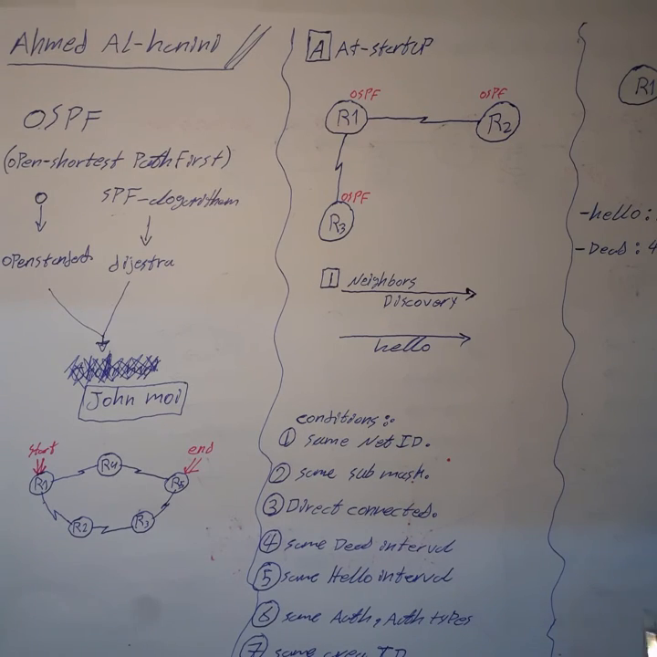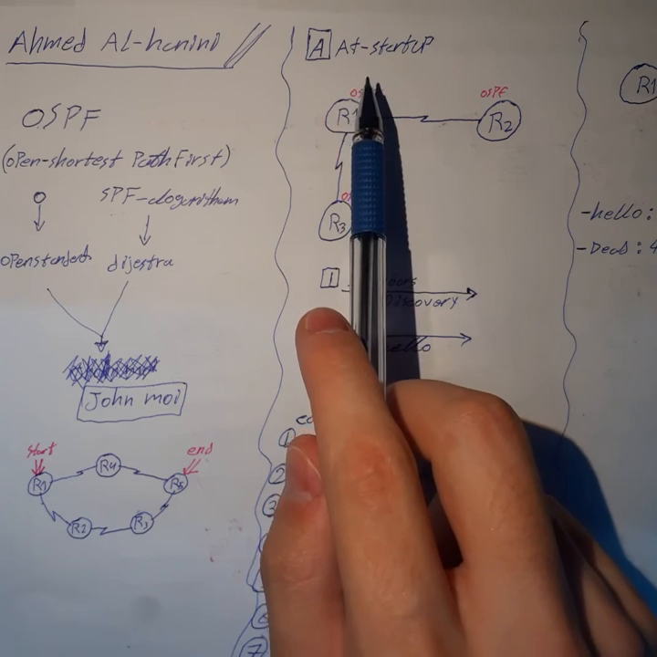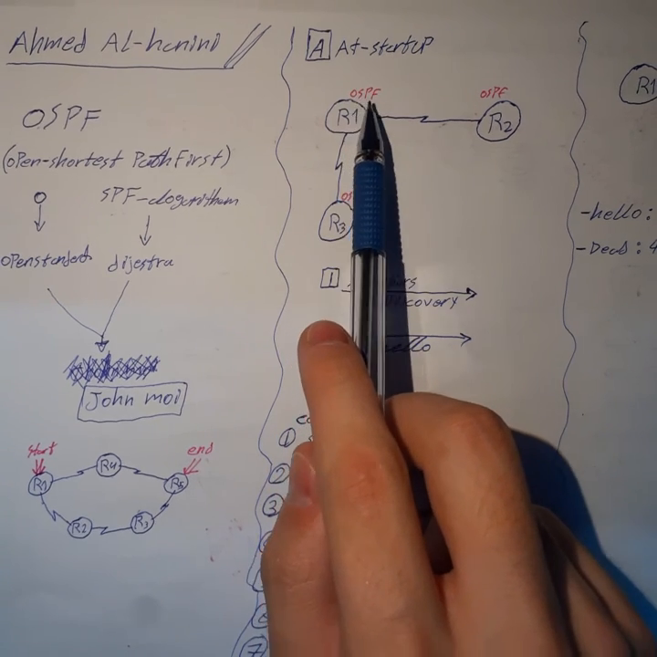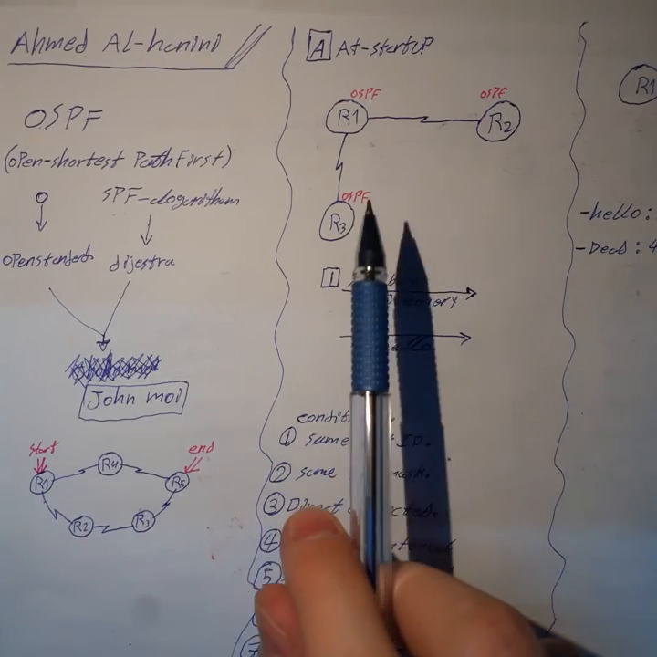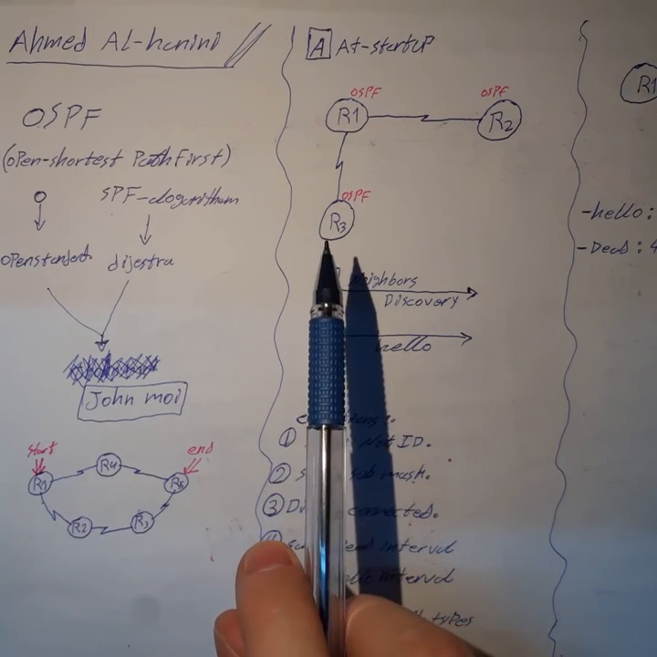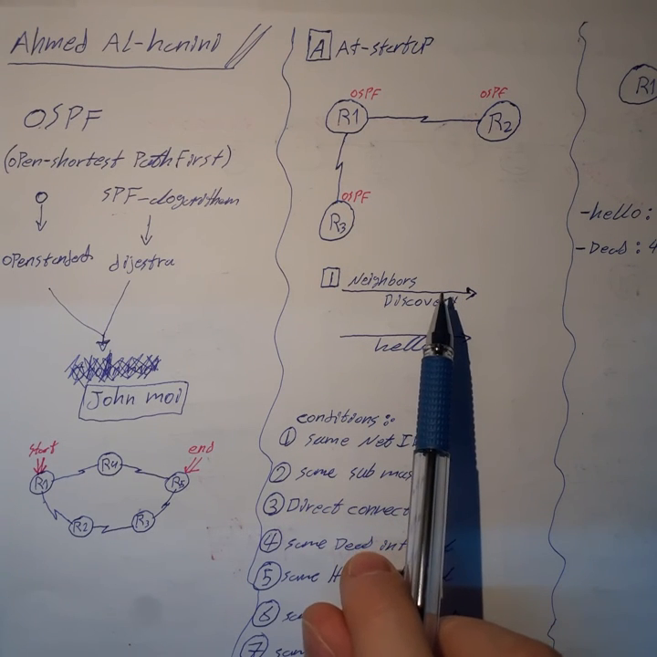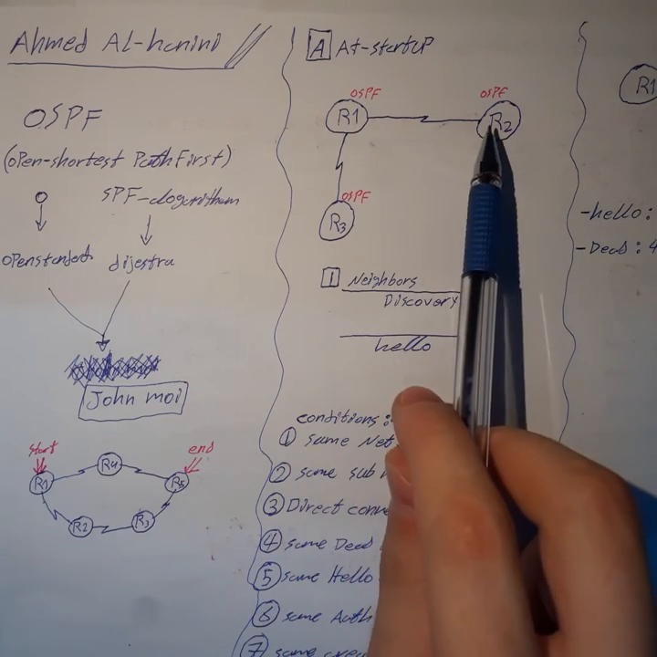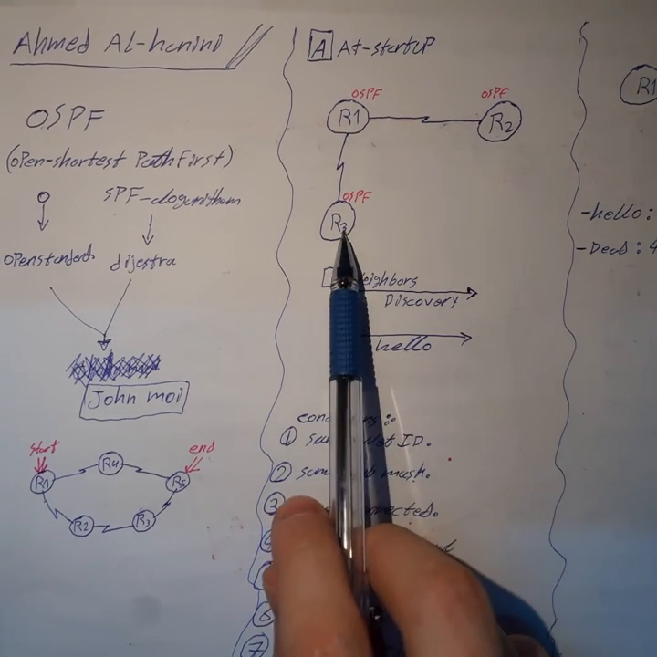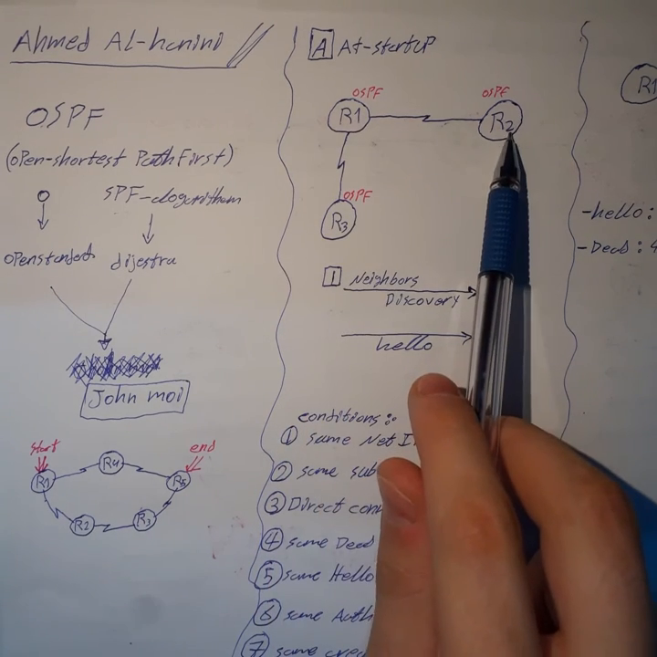Let's start with the first phase, at startup. What will happen on startup? OSPF is running on this router, this router, this router, many routers. R1 will send a neighbor discovery to all the routers connected with it. So R1 will send a neighbor discovery to router 2 and to router 3. Router 3 will do the same and router 2 will do the same.